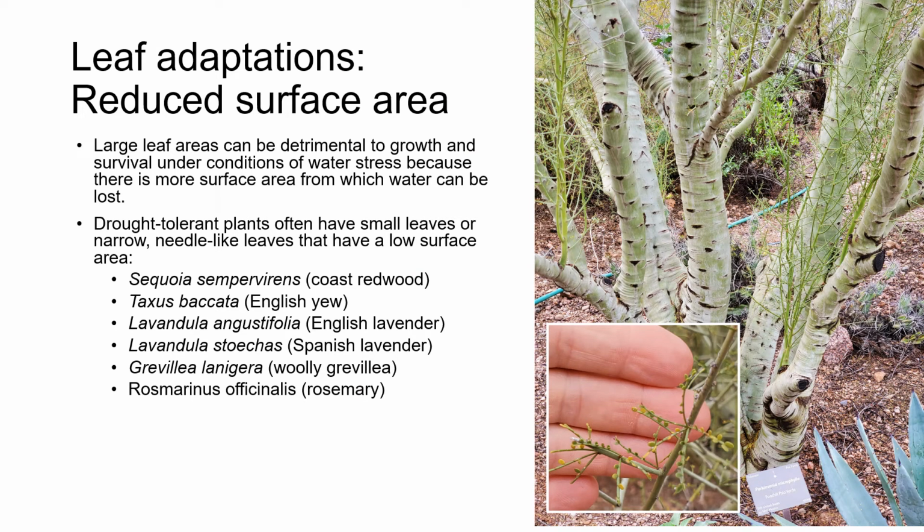Having a large leaf surface area can be detrimental to plant growth and survival under conditions of water stress because there's more surface area from which water can be lost. Therefore, having really small or narrow needle-like leaves with a small surface area can be advantageous. Examples would be many of the conifers with needle-like leaves, such as our coast redwood, English yew, and other examples would be lavender, rosemary, and the Australian shrub woolly grevillea, Grevillea lanigera.